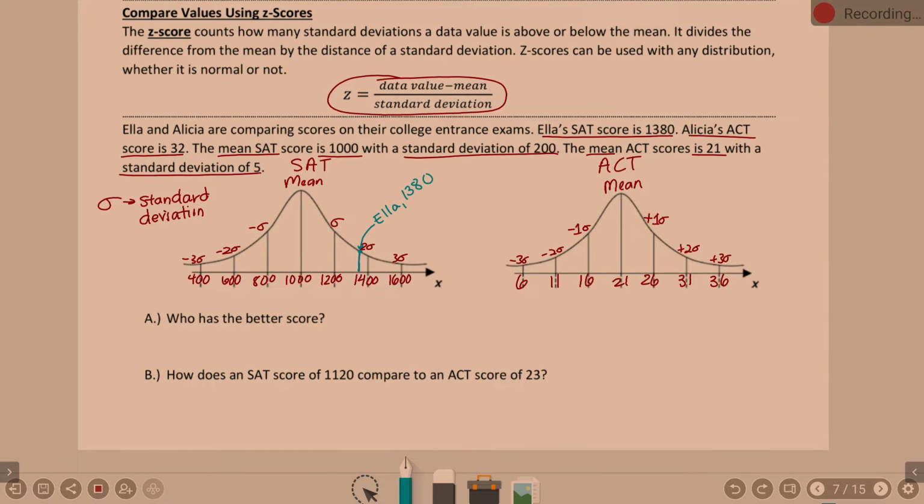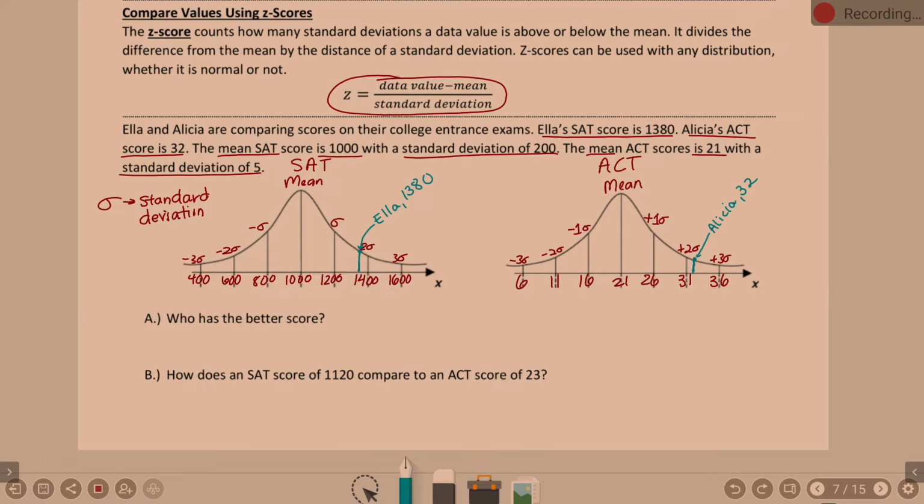Where does Alicia's ACT score fall? Right after 2 deviations, so it's right after 31. Her score is 32, and that is right past 2 standard deviations. So based on this information, just based on setting up the chart and filling in the graph, who scored better? Alicia. Alicia scored just a little bit better because she was about 2 standard deviations or more above the mean, whereas Ella was almost 2 standard deviations, but not quite.